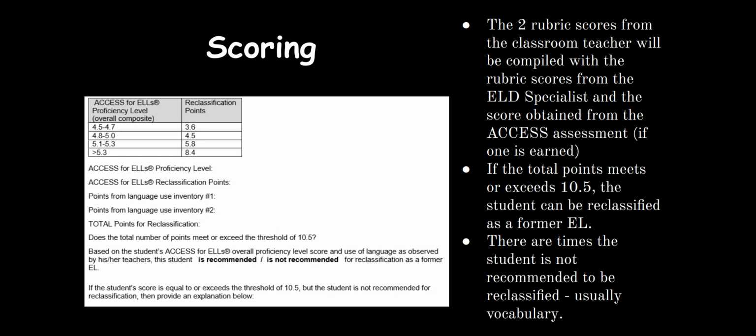If the student earned points for their ACCESS test, they'll earn those there. You'll see them to the left. We add all of them up. And if they get a 10.5 or above, they can be reclassified as an exit year student. And then we will monitor them for 2 years.